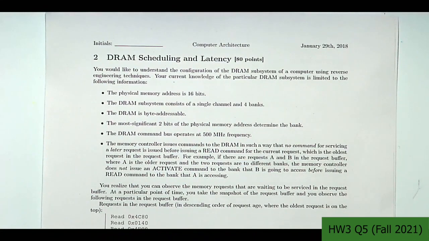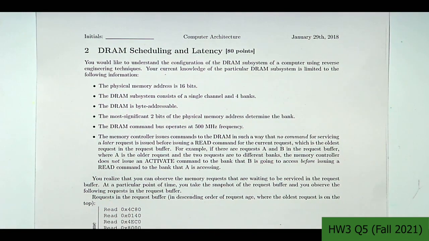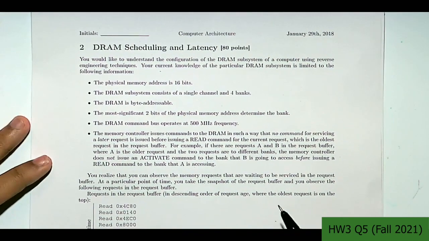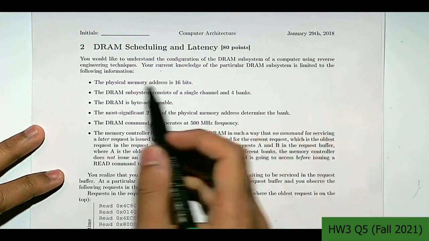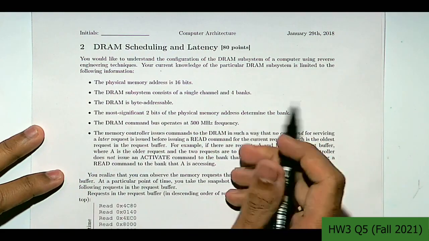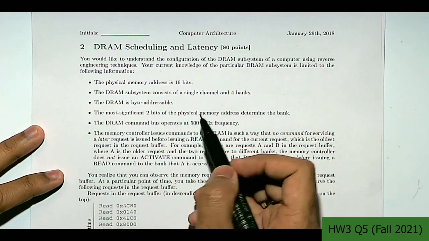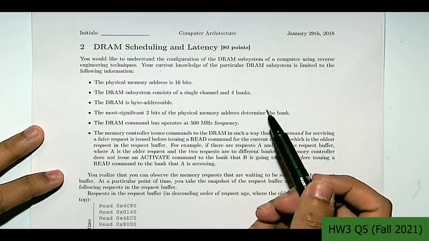Is it visible? Yeah, okay. So this question actually talks about DRAM scheduling and the latency policies. So, okay, let's read the question. You would like to understand the configuration of the DRAM subsystem of a computer using reverse engineering techniques. And this is basically the set of knowledge you have about this particular DRAM subsystem. Okay, what is the knowledge?